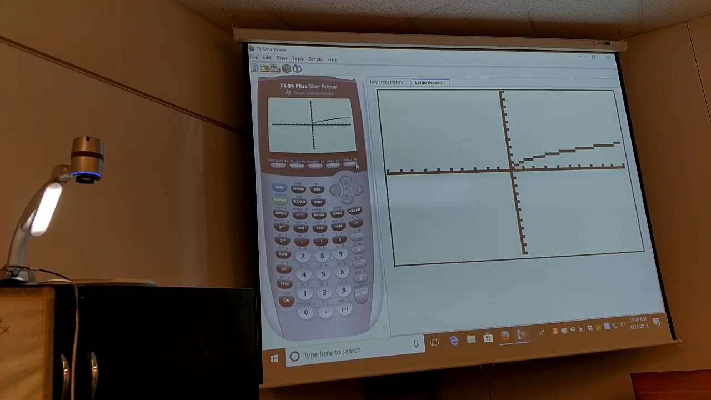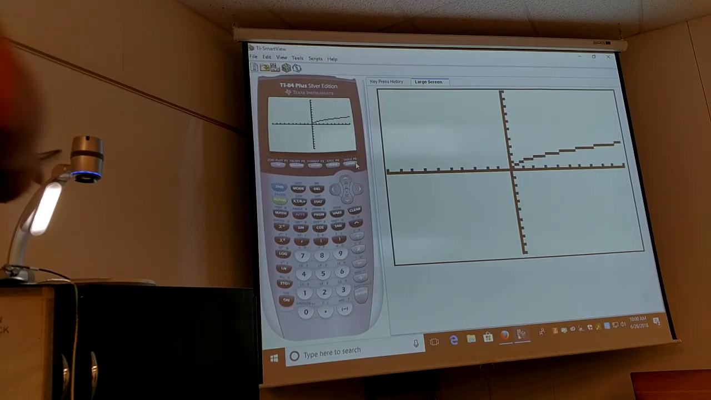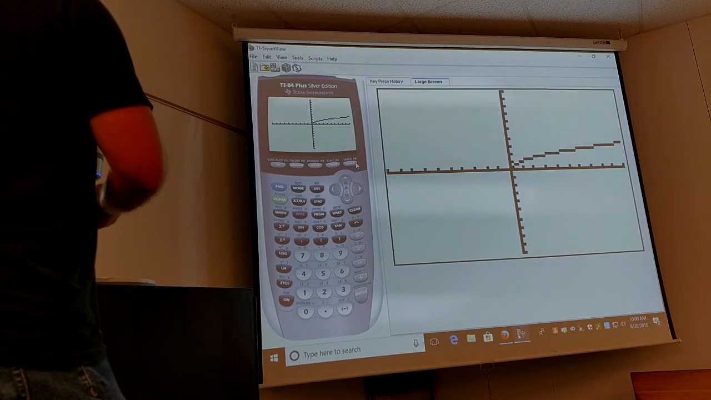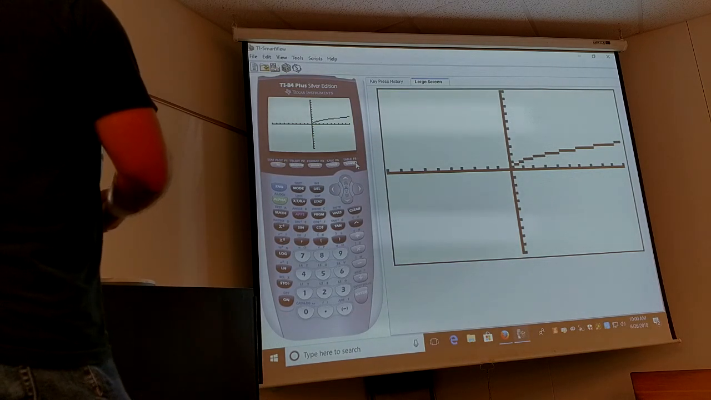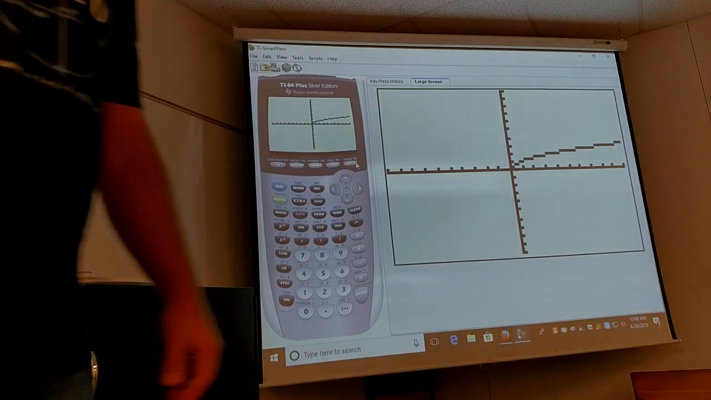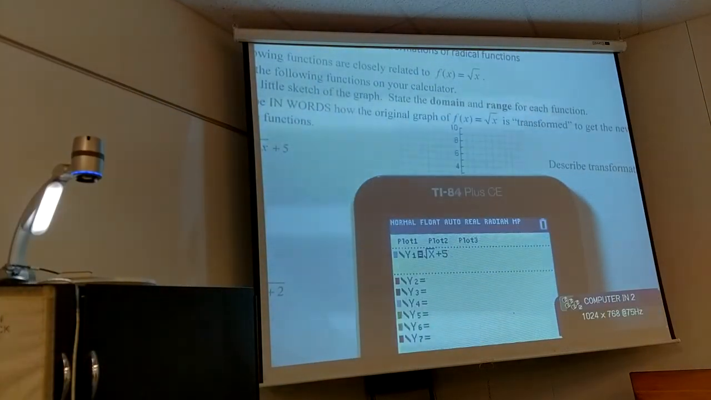Plot it out, see? It would not be negative. You can't. Negative 1 is square root. You can't square root that. But square root of 0 is 0. Square root of 1 is 1. Square root of 4 and 2 plus 5.